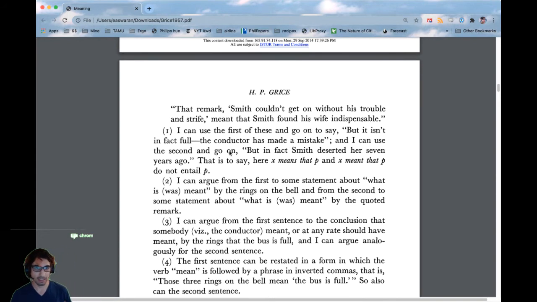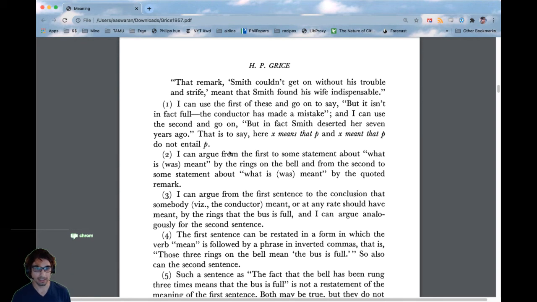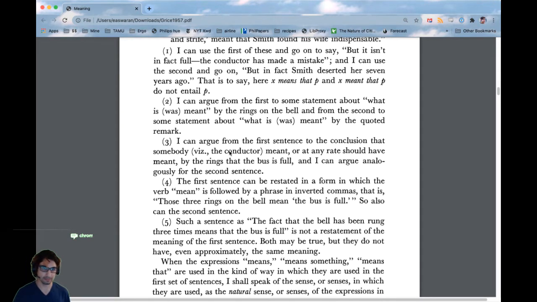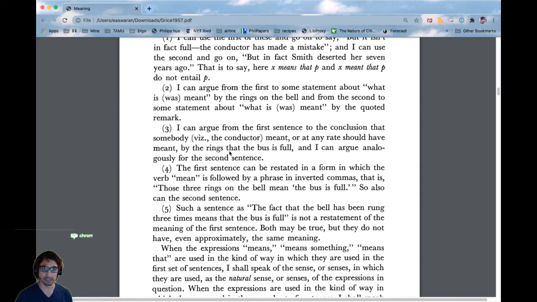I can say, the remark, Smith couldn't get on without his trouble and strife, meant that Smith found his wife indispensable. But in fact, Smith deserted her 7 years ago. That is to say, in these cases, X means that P and X meant that P do not entail that P is true. You can mean something even though it's false, even though the spots can't mean measles without there being measles. 2. I can argue from the first to some statement about what was meant by the rings on the bell, and from the second to some statement about what was meant by the quoted remark.